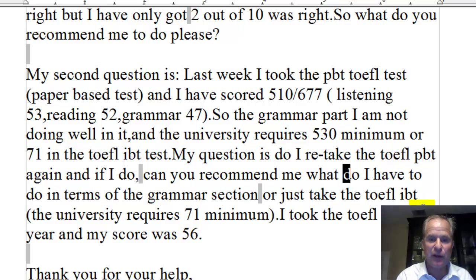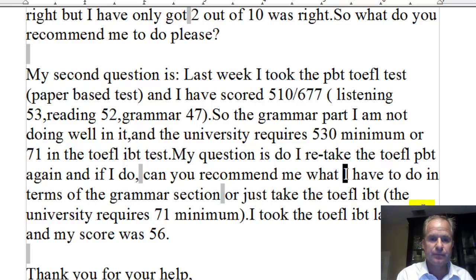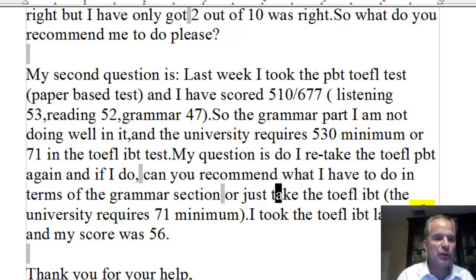So I would actually take this and just say, can you recommend what I have to do in terms of the grammar section, or just take the TOEFL IBT. I would say, you're pretty lucky. Not all schools allow you to do that. So if you can take the PBT and save yourself some money, why not, right?